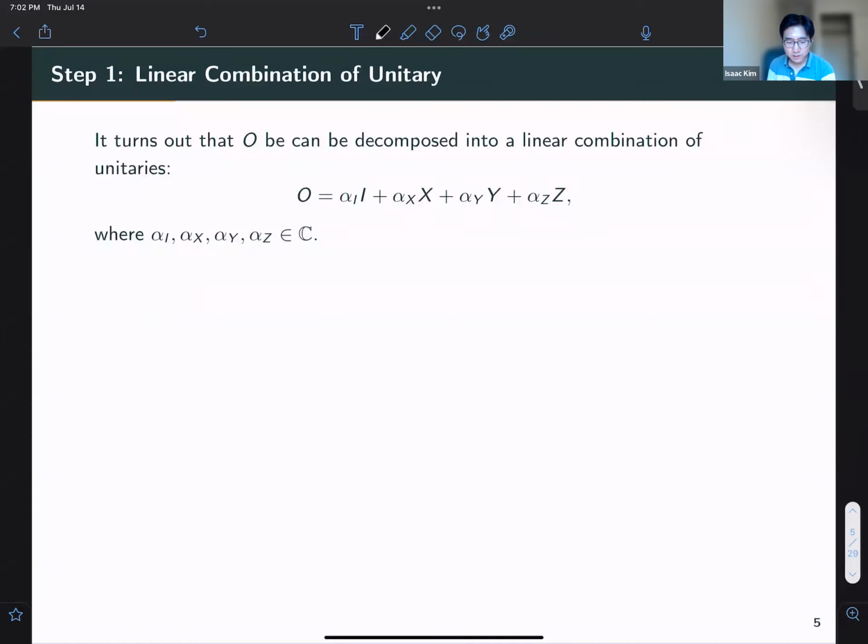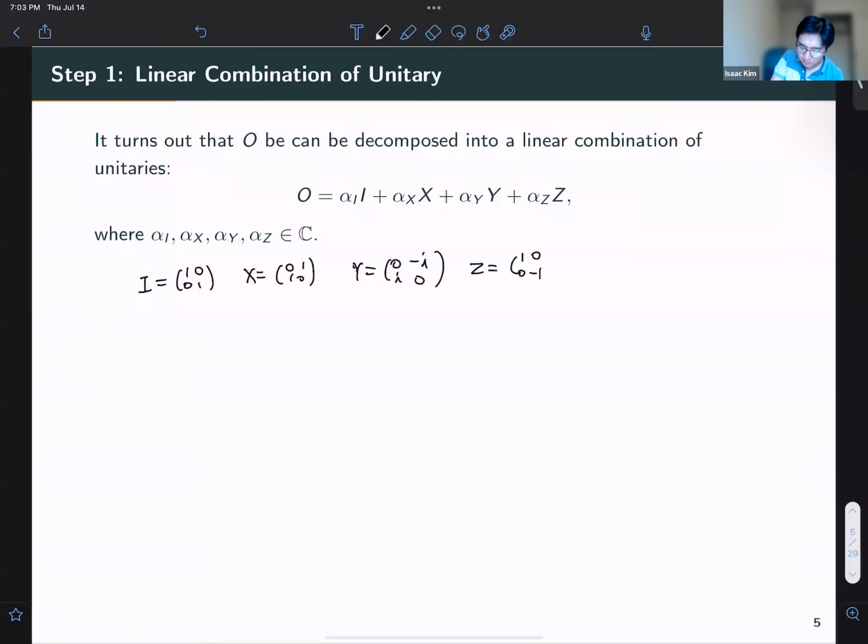The first observation is that any 2x2 matrix can be written down as a linear combination of some unitary matrices. Specifically, we learned about these Pauli matrices yesterday. Let me remind you, I is the identity, X is Pauli X, Y is Pauli Y, and Z is Pauli Z. The identity is obviously unitary, and X squared, Y squared, Z squared are all identity. So all these matrices are unitary matrices that square to identity.